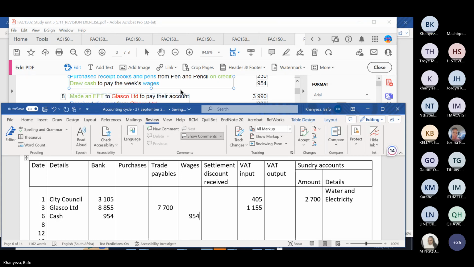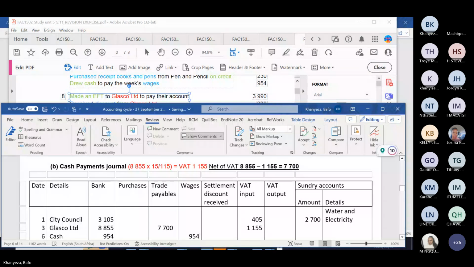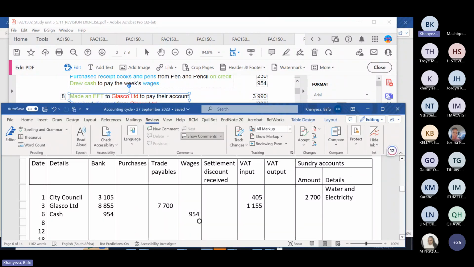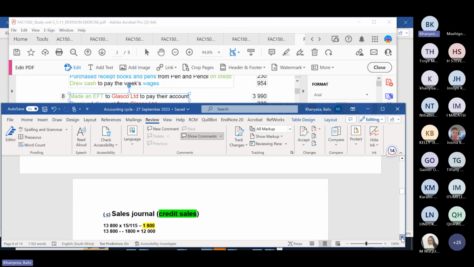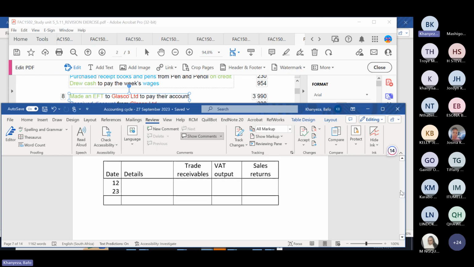Then, made an EFT to Glasgow to pay the account. Let's see something. Glasgow, it means there are 2 purchases from Glasgow, because here is this credit purchase and there is another. I just want to see on the purchases journal.